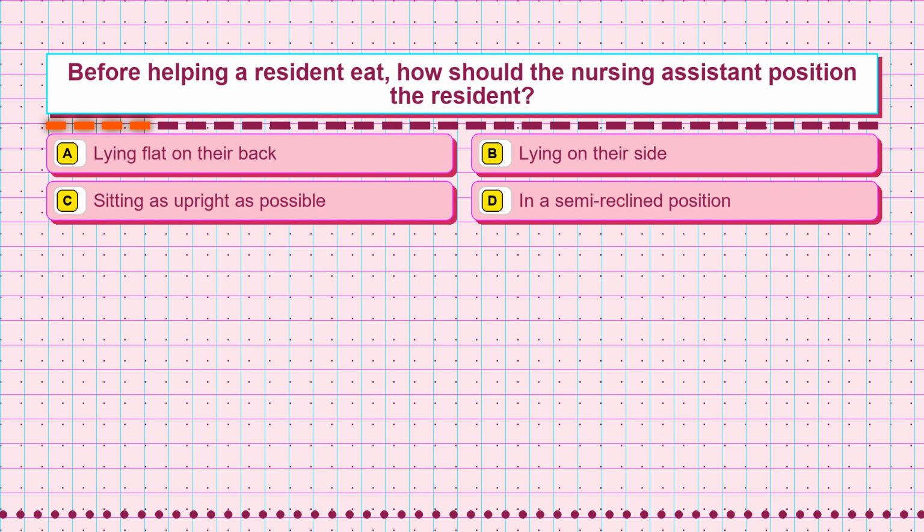Question 46. Before helping a resident eat, how should the nursing assistant position the resident? Option A, lying flat on their back. Option B, lying on their side. Option C, sitting as upright as possible. Option D, in a semi-reclined position.